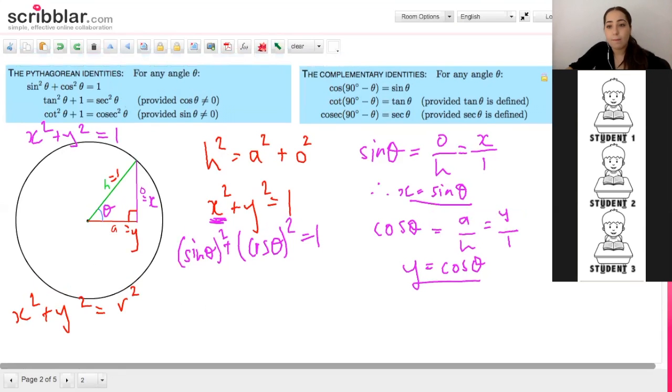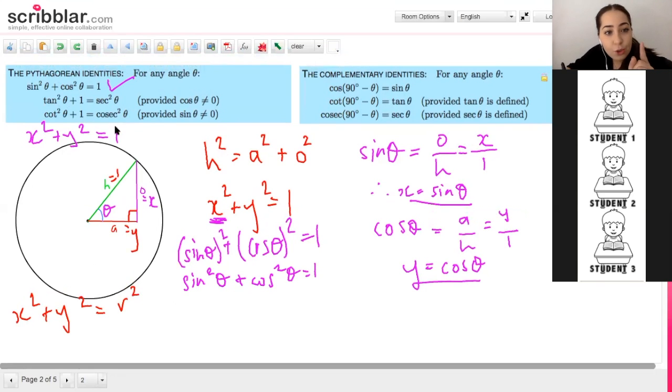Is the radius always 1? Yeah, because that's the definition of a unit circle. So then these expand to give me that. So that's the first identity there.